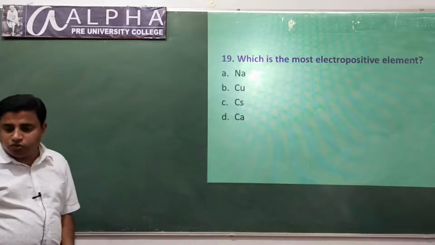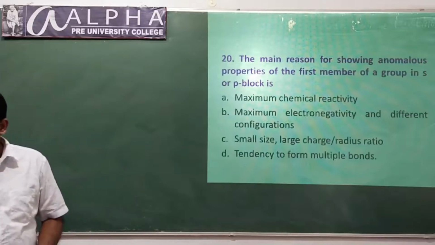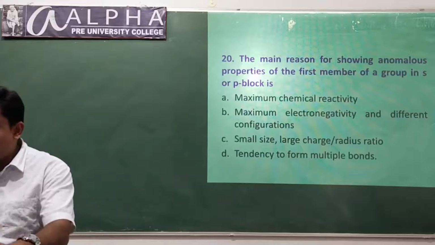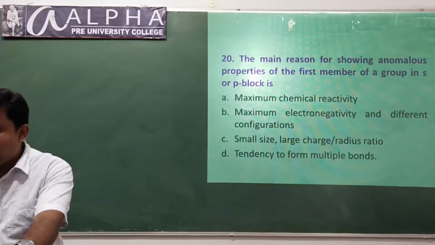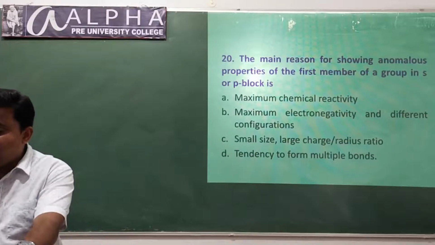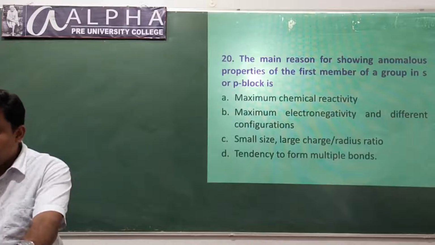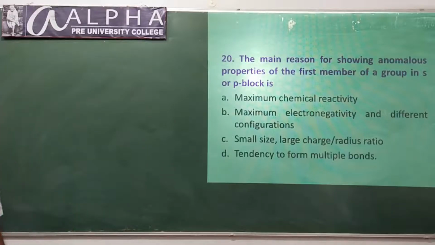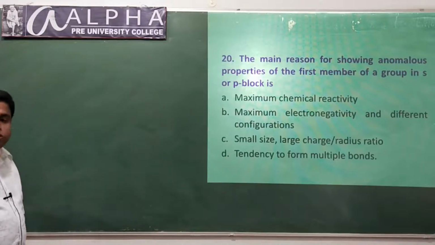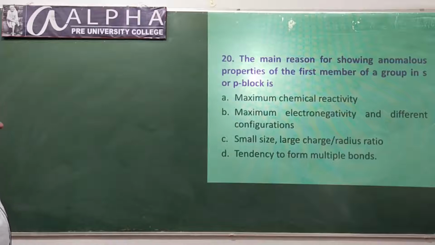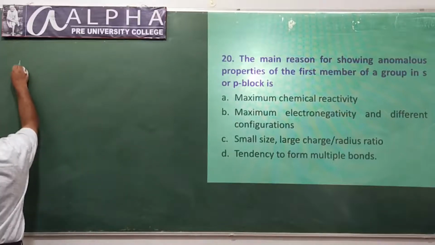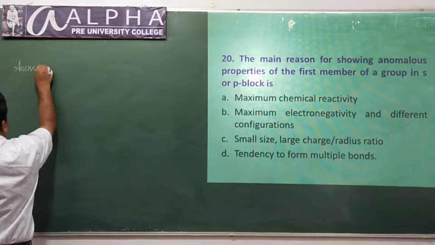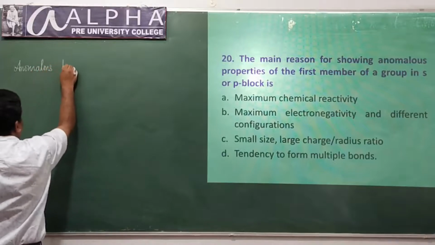Next question, students. The main reason for showing anomalous properties of the first member of a group in S block or P block is, what is the main reason for anomalous properties? I have told you in the very beginning, you should stress on anomalous properties. So what do you mean by anomalous property? What is anomalous property or anomalous behavior?